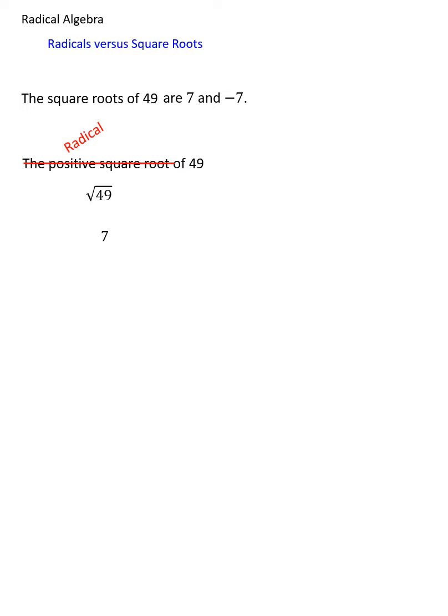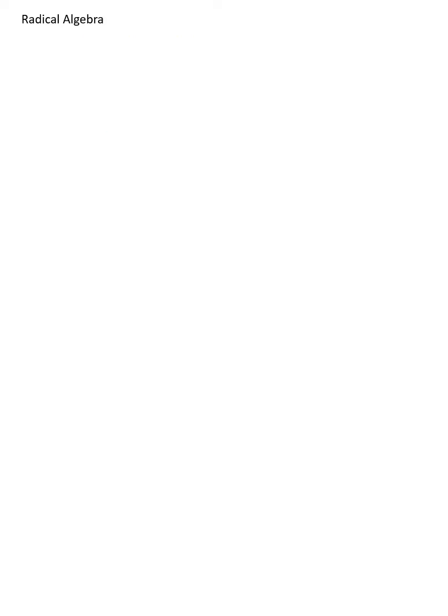Now, we came up with the word radical so that we wouldn't have to say the positive square root of. So now we just say radical 49 is 7. So what is radical algebra? To illustrate that concept, consider the following example.